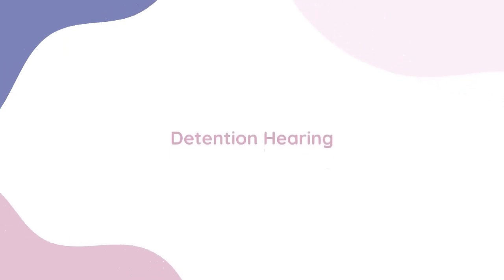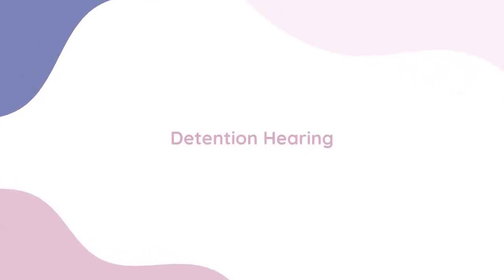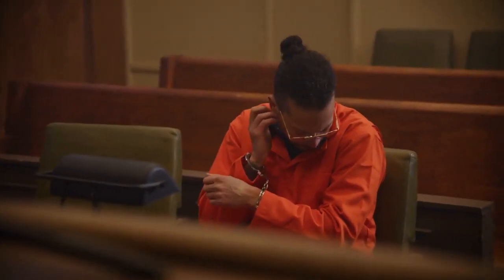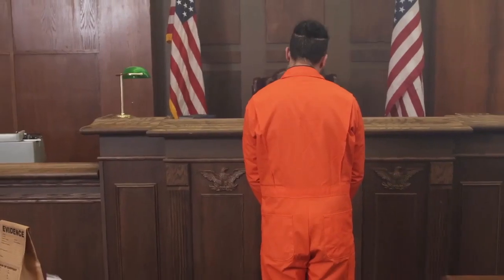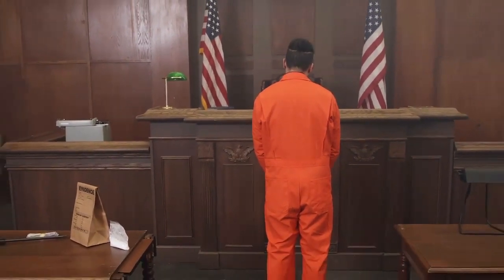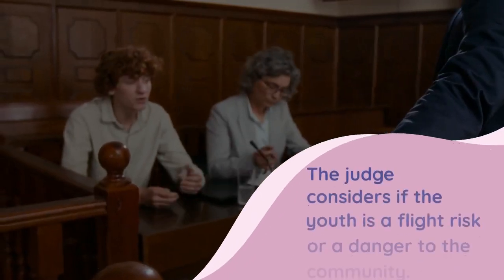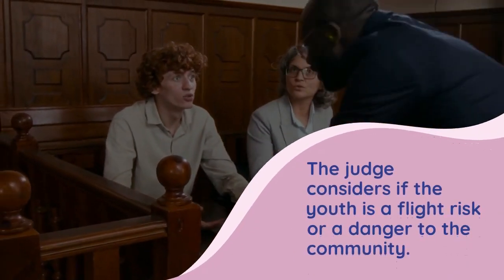If a petition is filed, the next step is usually a detention hearing. This is an initial court appearance where a judge decides if the minor should remain in a secure facility or be released to their parents while the case proceeds. The judge considers if the youth is a flight risk or a danger to the community.